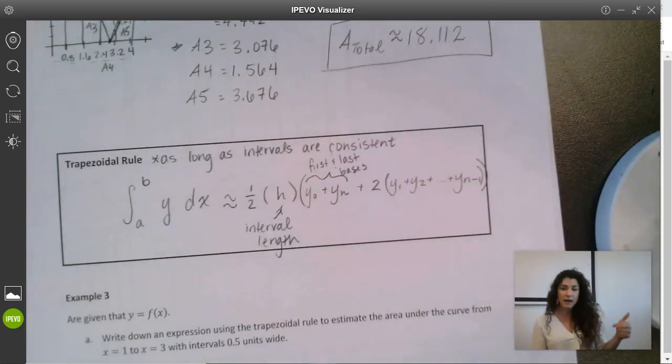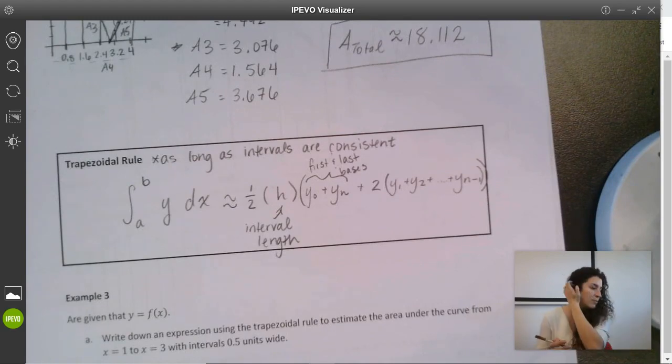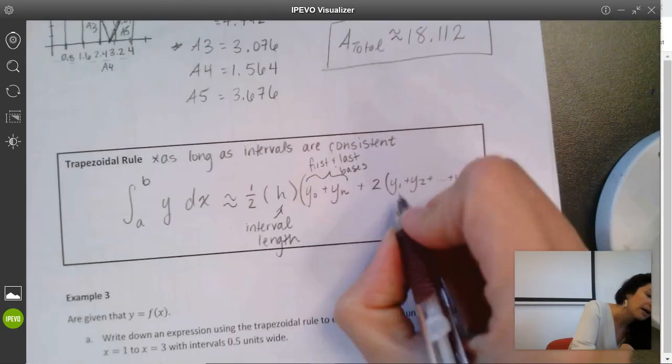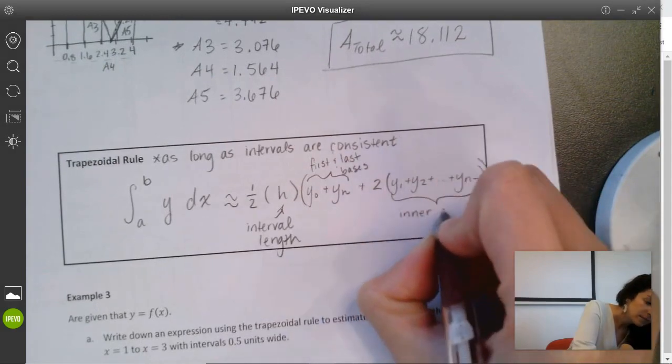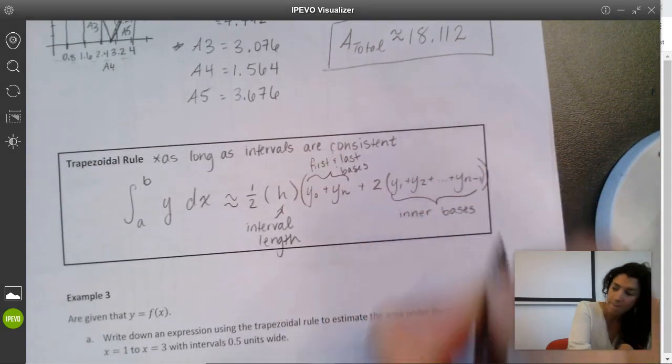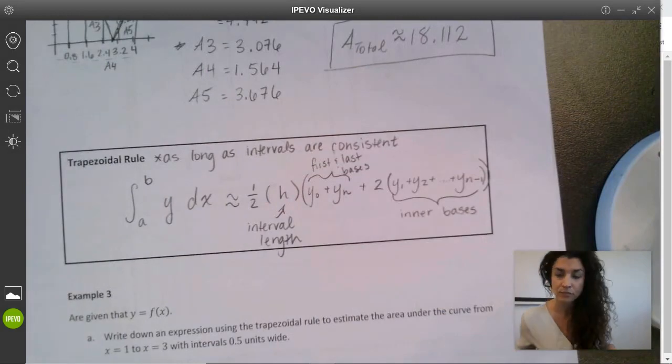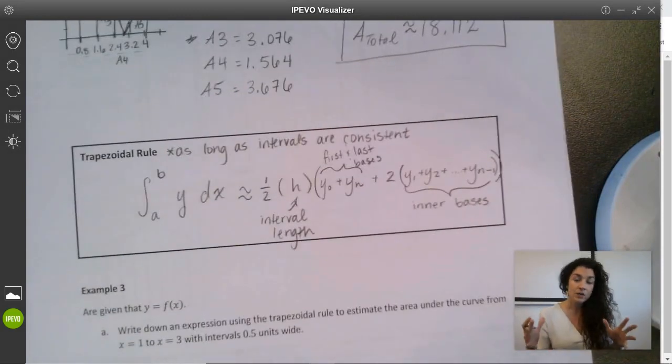So they just took this pattern of, well, this is always what happens: we always multiply by a half, by a height, and then we add all these bases, and they just combined that all into one big formula. And that is your trapezoidal rule. So then these guys are your inner bases. Okay, so this is the formula.